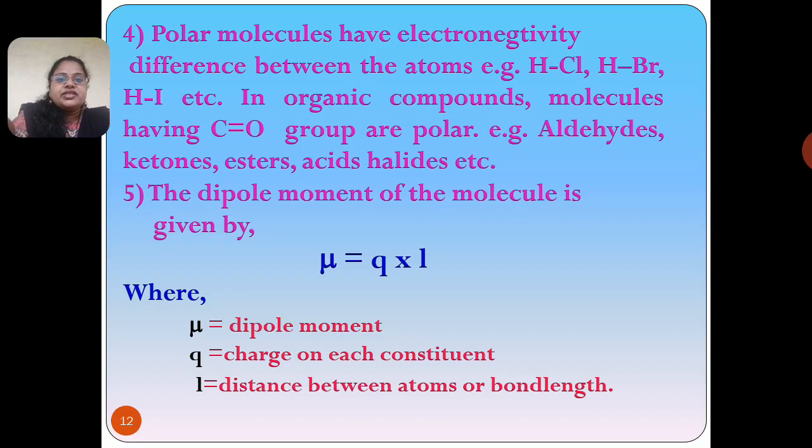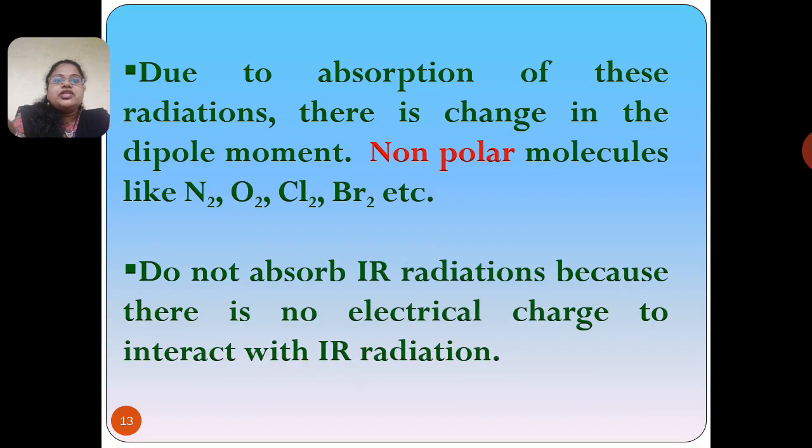The dipole moment is one of the most important concepts. The dipole moment of the molecule is given by the formula mu is equal to Q into L. In this equation, mu is the dipole moment, Q is the charge of the constituent, and L is the distance between the two atoms, or we can say the bond length. Due to the absorption of this radiation, a change in the dipole moment takes place.